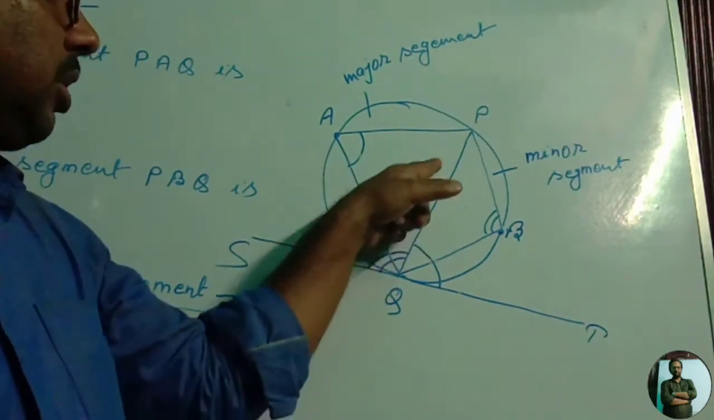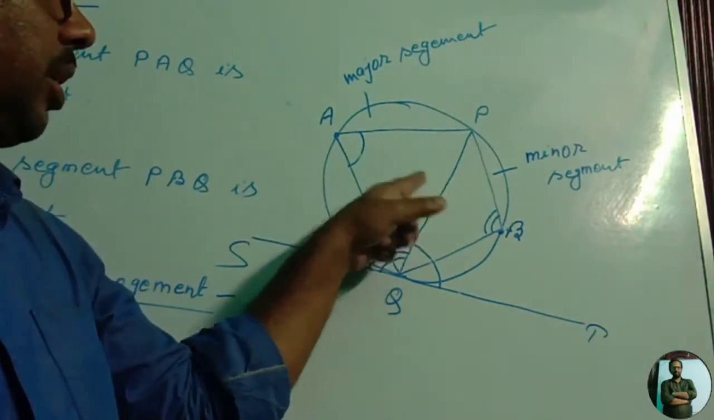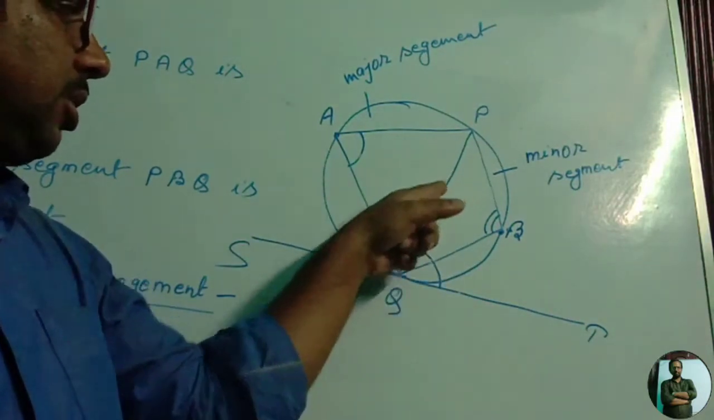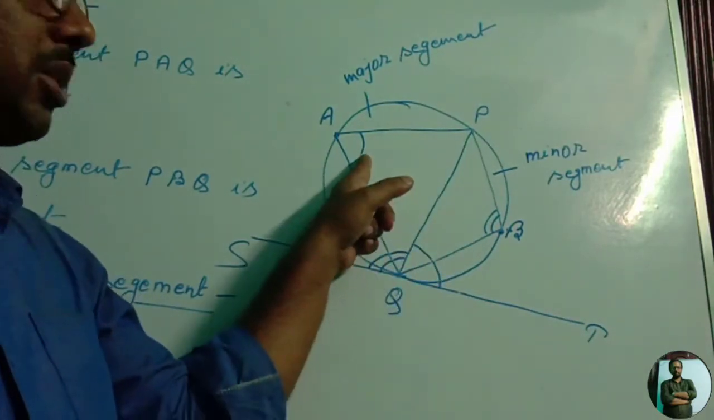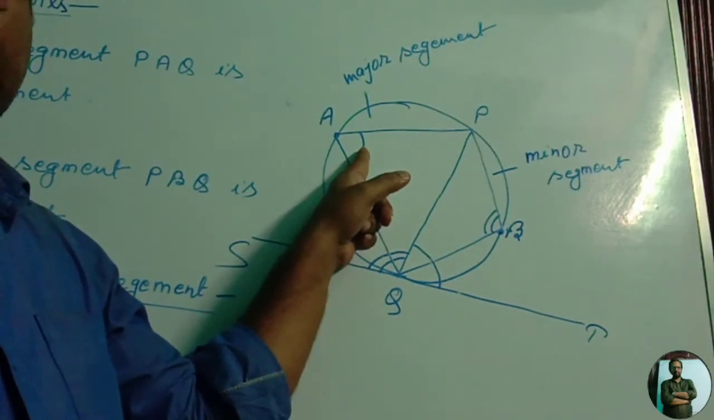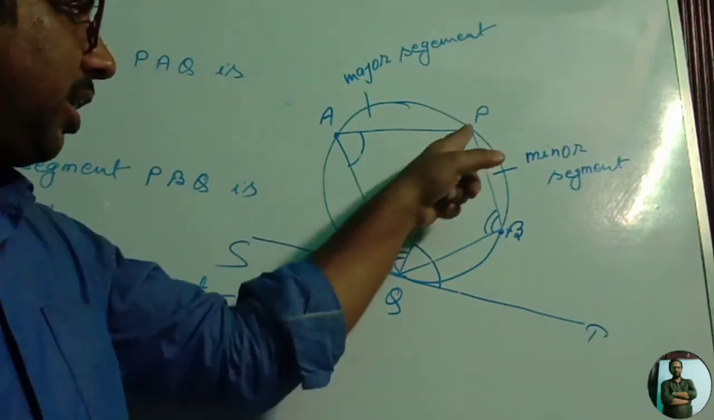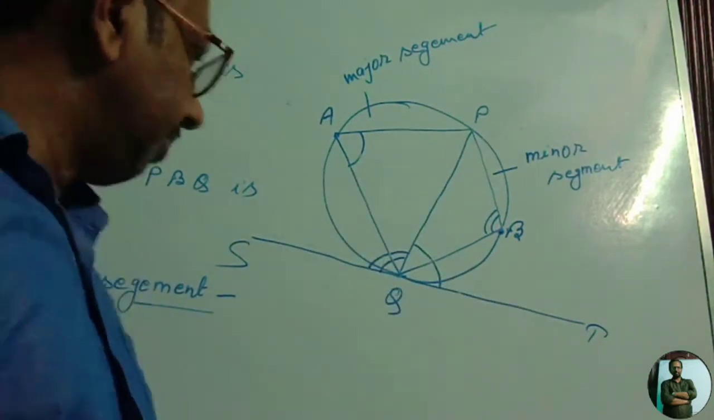We will not travel along this side because this is not the side of the cyclic quadrilateral. If APBQ is the cyclic quadrilateral, then after crossing this chord, we will travel along the side of the cyclic quadrilateral, and we reach angle A. So this angle PAQ is the angle in alternate segment for angle PQT.